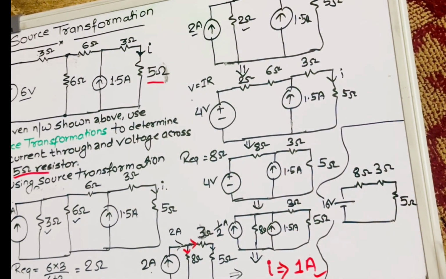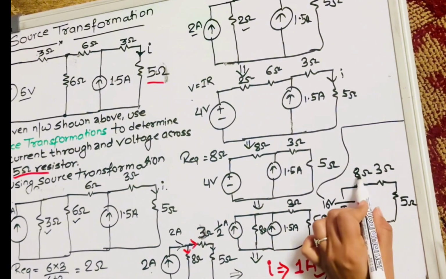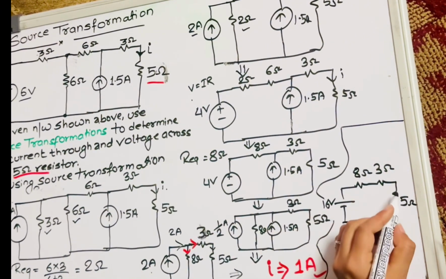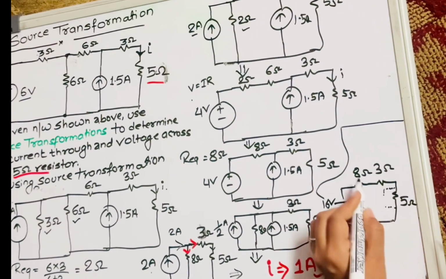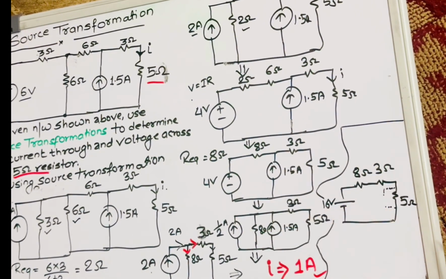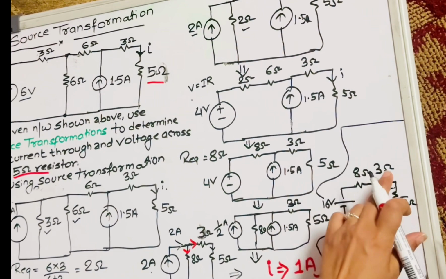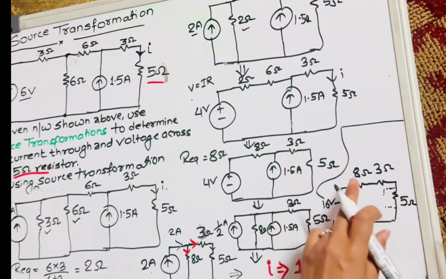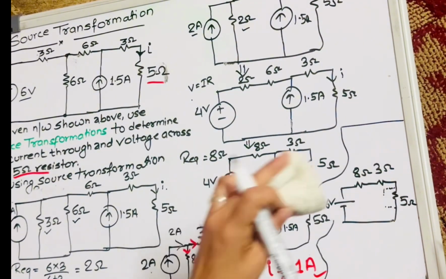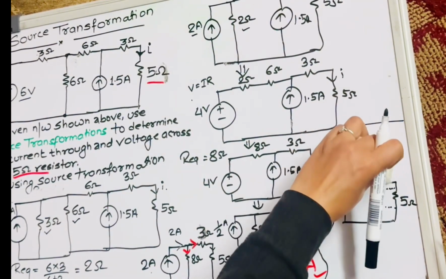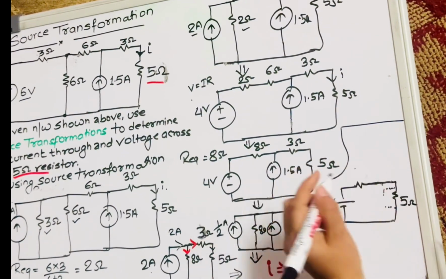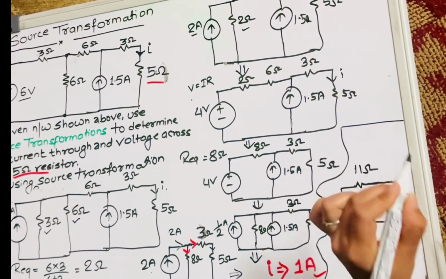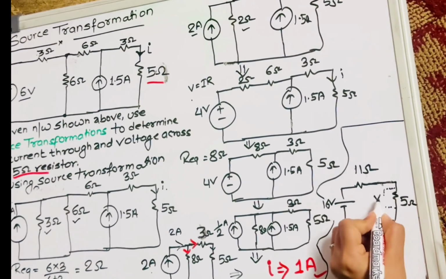Okay, after this, what we can do is we can add them easily. Since they are in series connection, we have to identify the voltage drop across this, so we are not going to disturb this, just let's add them. After adding, we find the final resistance of 8 plus 3 is 11 ohm. Now we can identify the voltage drop across this one.